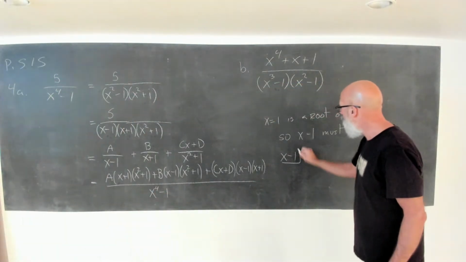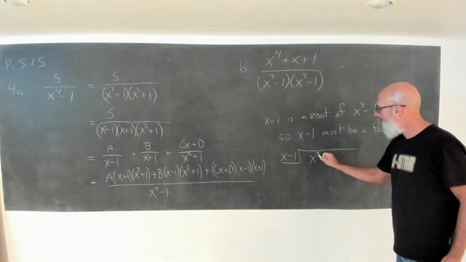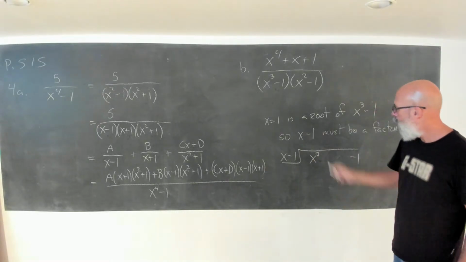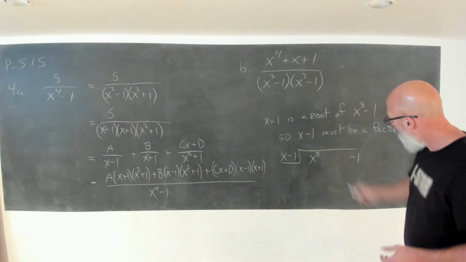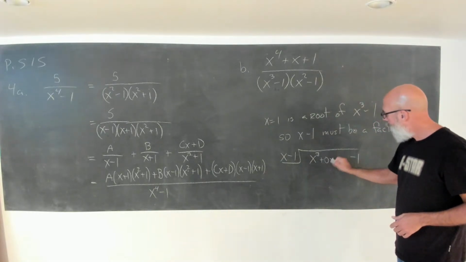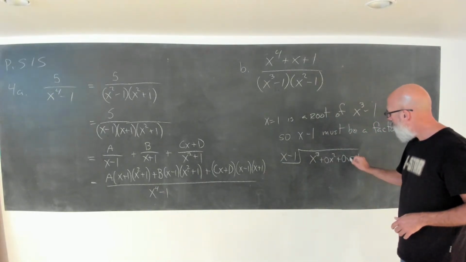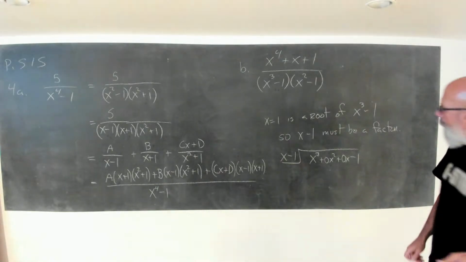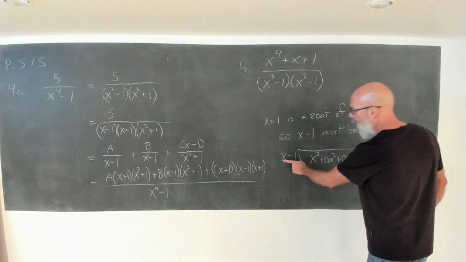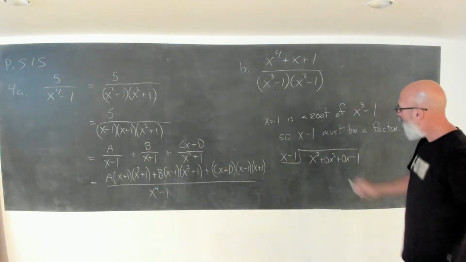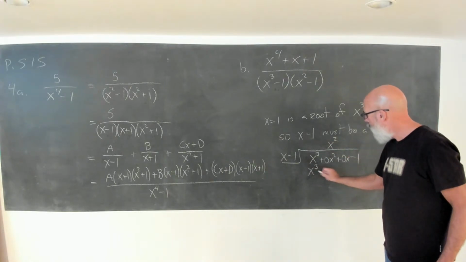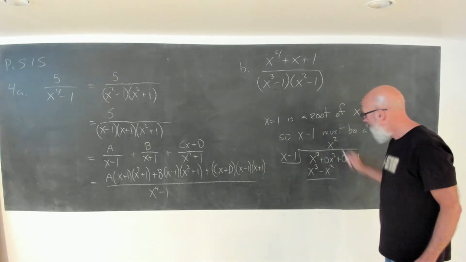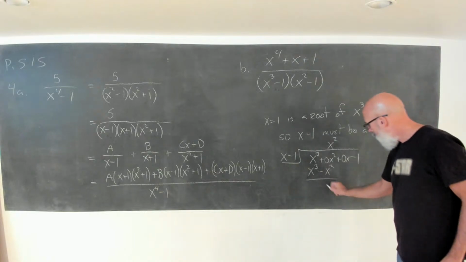x minus 1 into x cubed minus 1. I've left some room here because I'm going to put some placeholders. There's no x squared, and there's no x. So we ask the question, what must I multiply to x to get an x cubed? And the answer is x squared. And you get x cubed minus x squared. And when you subtract, you get an x squared.